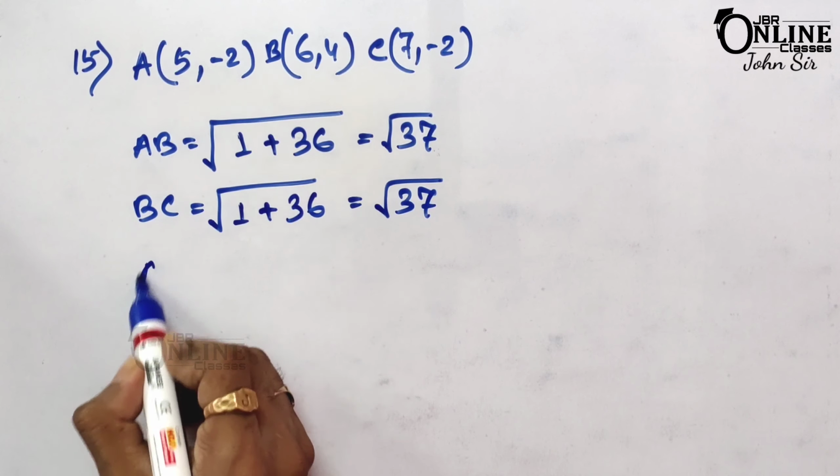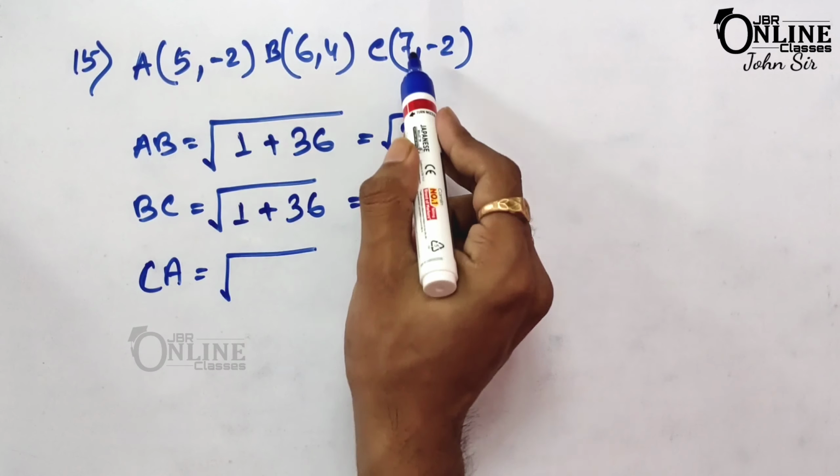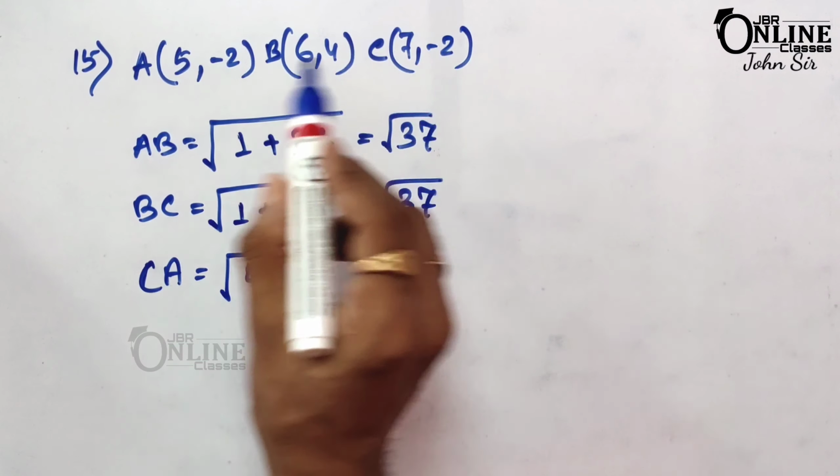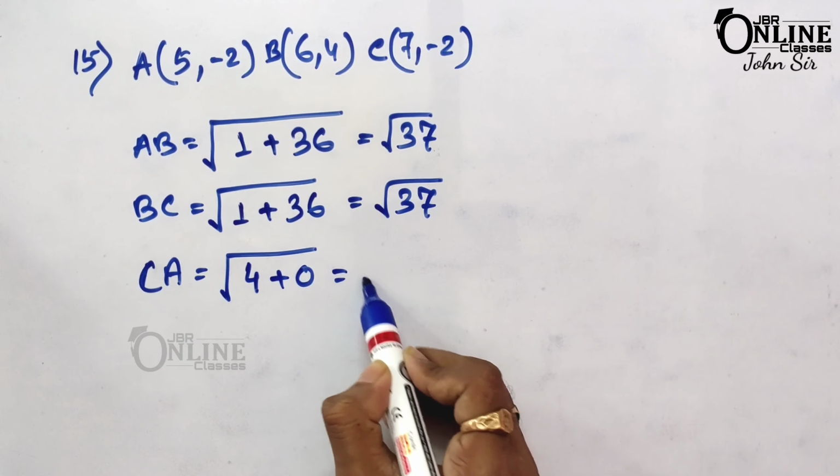And now the third one is CA. So for CA 7 minus 5, that is 2. So 2 square means 4. And then minus 2, here plus 2, it will be 0. So that equal to 4.